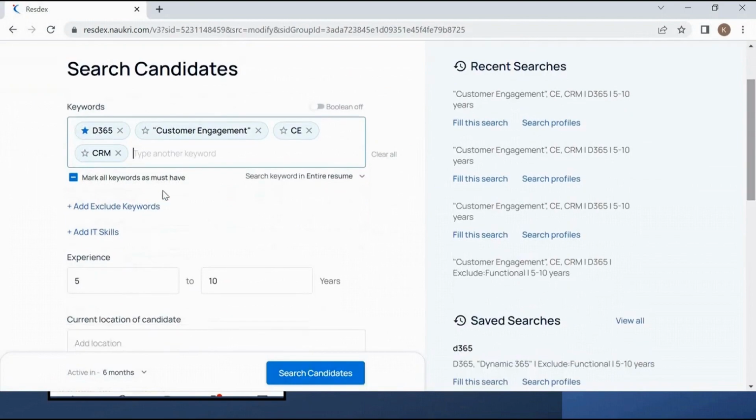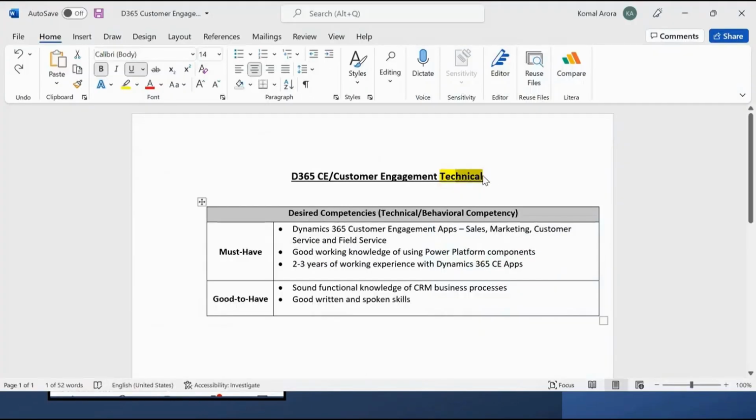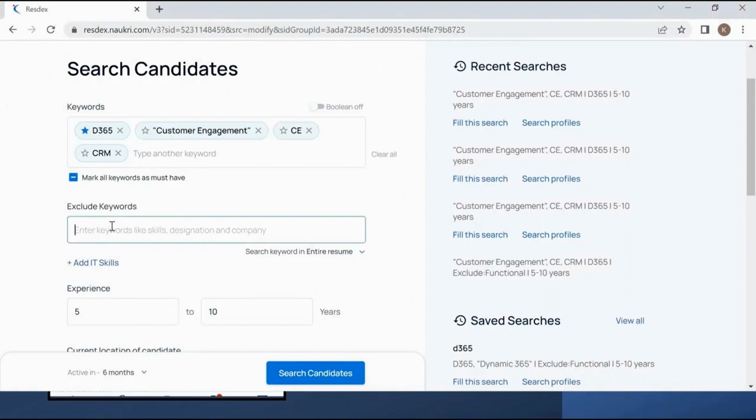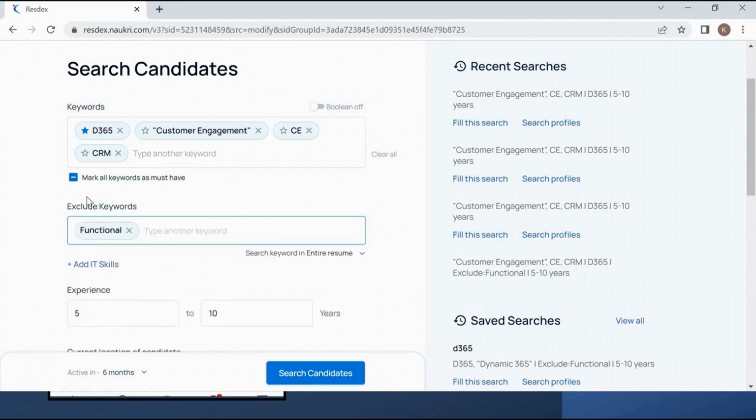Okay, now our topic begins, that is how to find the exact profile. So what my requirement is, I need only a technical person. So the technical person also includes the developer. Okay. So I do not want the functional candidate, so I am just going to mention functional in the exclude keyword.